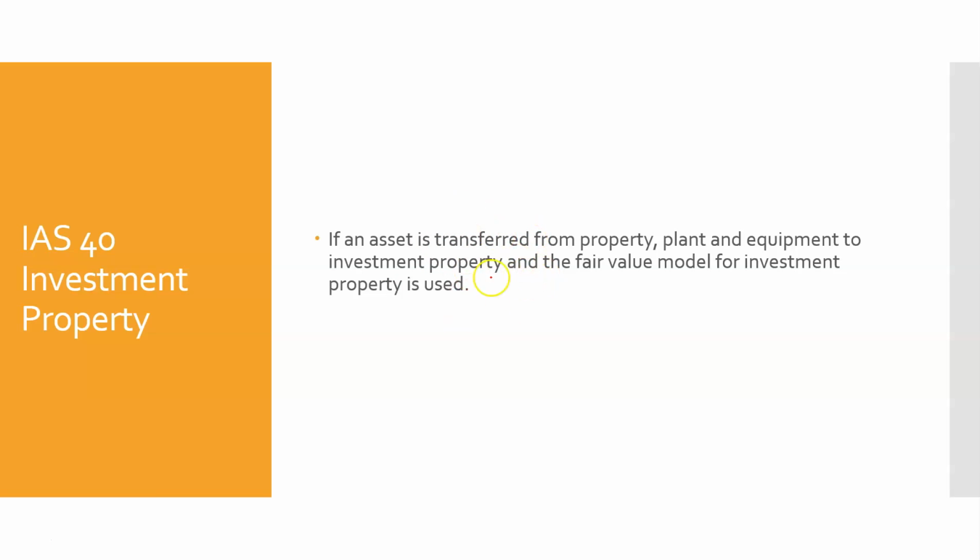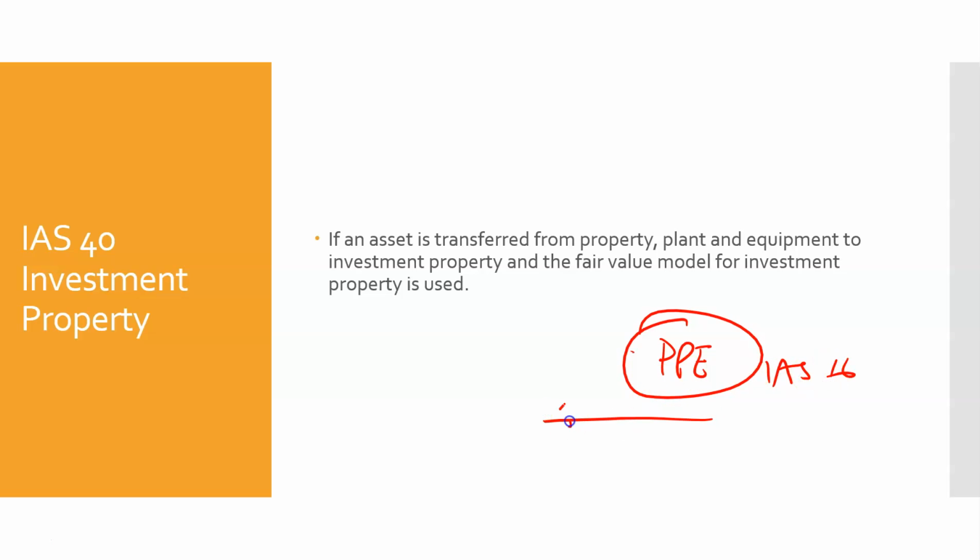Now, what we can also get is this movement, where you're transferring from your PPE, from IAS 16 to IAS 40. So you're reassigning property that you once used within the organization to sell, or to use for rentals and for capital appreciation. Or you could be going the other way.